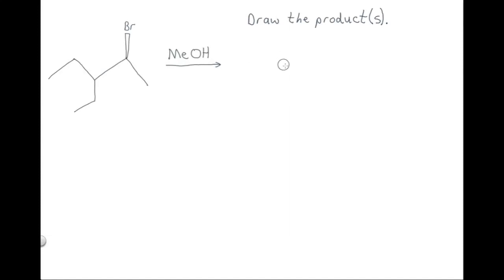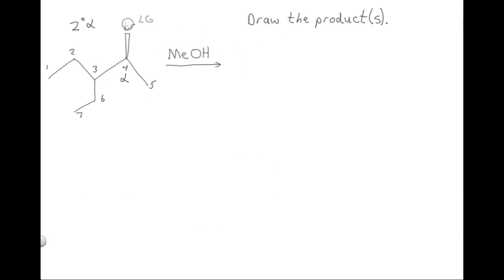Please pause the video and try this problem. Now let's discuss. Let's start by numbering the carbons. Now you should know that Me stands for a methyl group. So this Me also includes a carbon, but that carbon is not very easy to number, so I won't number that carbon. Now let's assign roles.